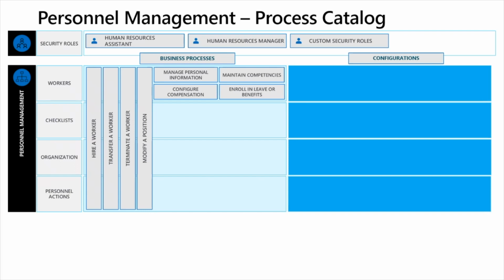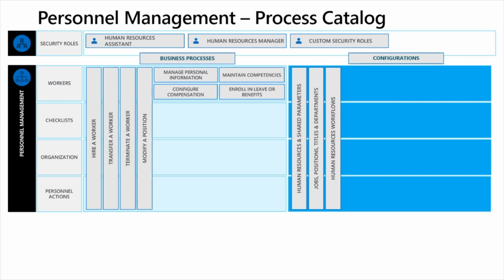When we look at the key business processes for workers, this includes managing personal information directly on the worker records, maintaining competencies on workers, such as skills and education background, enrolling the worker in leave and benefit plans, and configuring their basic compensation information so that you can pay the worker. When we look at the key configurations related to workers, you can first see that there are several configurations that cross all 4 areas, including the parameters, positions, jobs, and departments, as well as workflows.